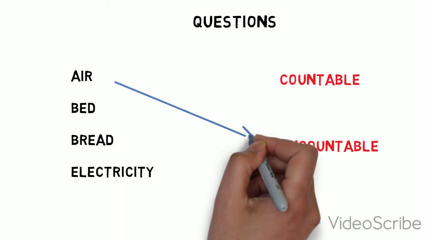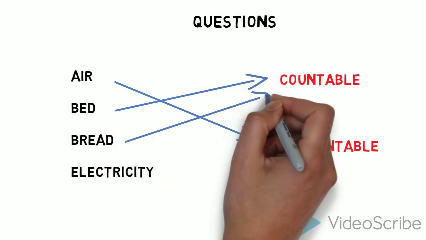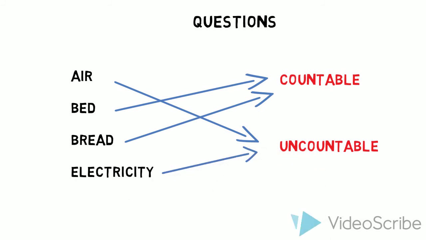Okay, let's take the answers. So air is uncountable, bed is countable, bread is also countable, and electricity is uncountable. So remember, if you get stuck, try to put an S at the end of the noun, and if it's correct, then it's countable. If there is no S, then it's uncountable.